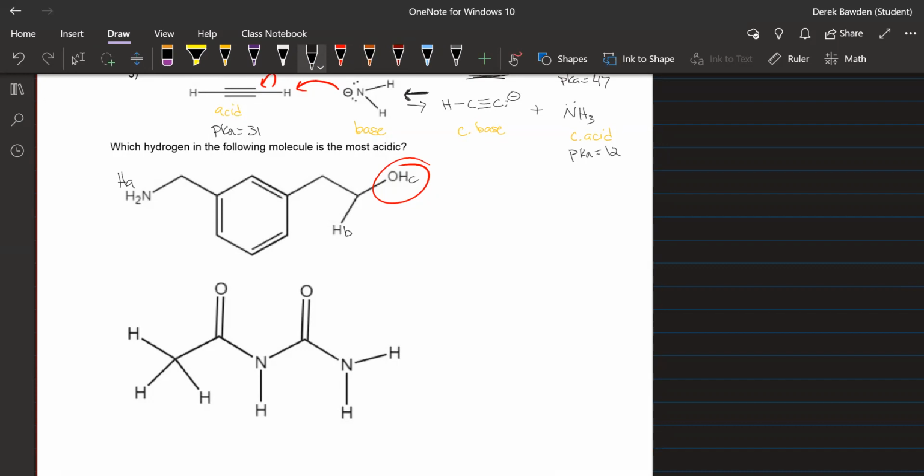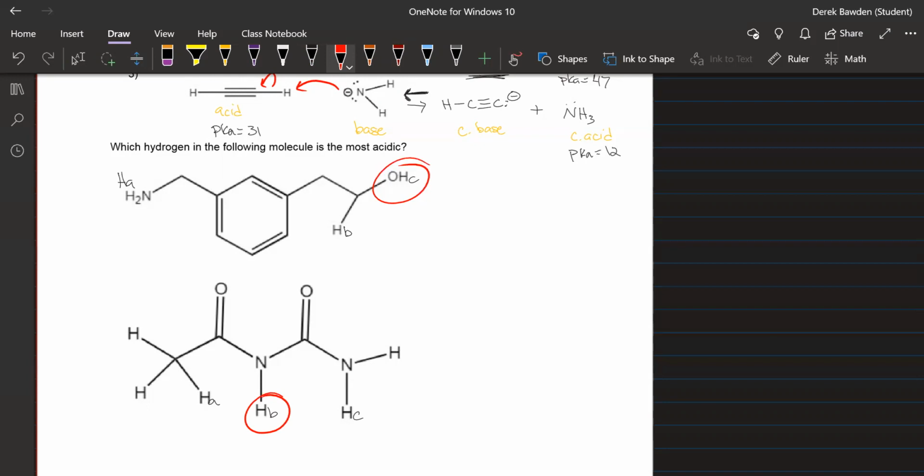Okay, let's call this one HA, HB, HC. Which one is going to be our strongest acid, most acidic proton? HB. Okay.